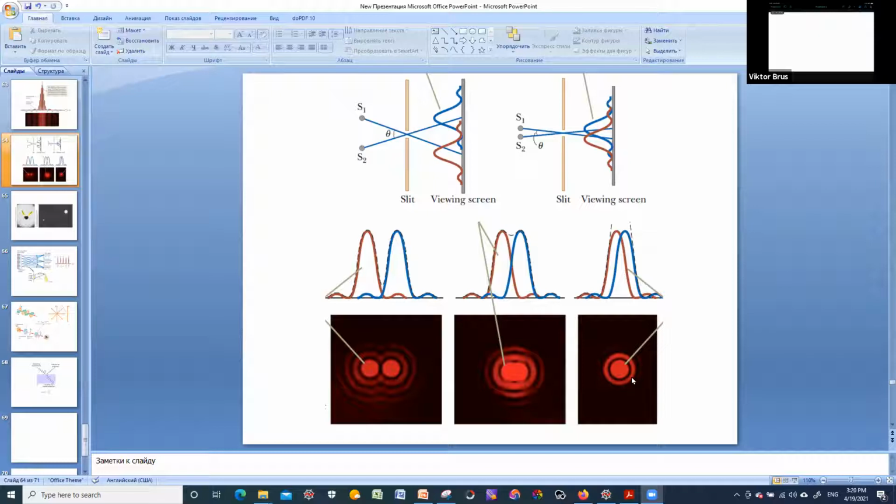So that is the main limiting factor, and it is most critical in optical telescopes because it is necessary to observe objects which are located very far away from the Earth, and the angular distance between them would be very small.